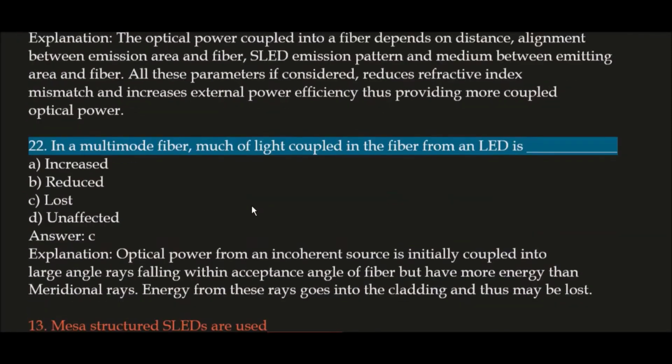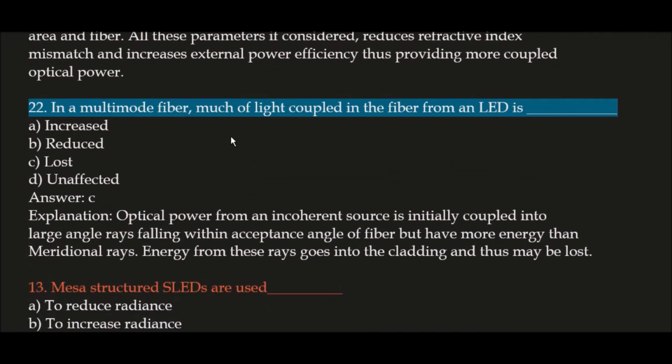Next question. In a multimode fiber, much of the light coupled into the fiber from an LED is, correct answer is option C, lost, because optical power from an incoherent source is initially coupled into large angle rays falling within the acceptance angle of the fiber but having more energy than meridional rays. Energy from these rays goes into the cladding and thus may be lost.